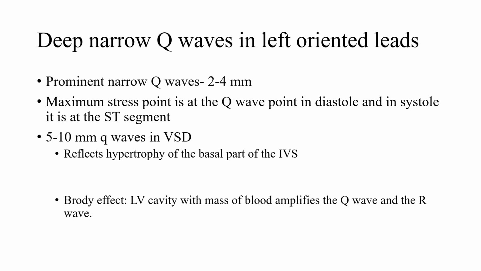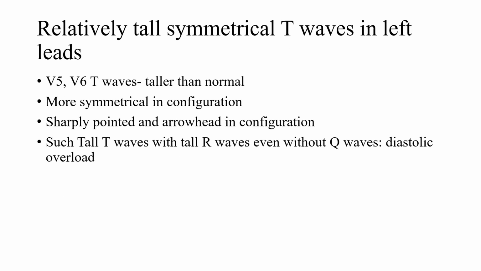2 to 4 mm prominent narrow Q waves are seen because in diastolic overload, the maximum stress point is at the Q wave point, while in systole it is at the ST segment. So 5 to 10 mm Q waves are seen, and it reflects hypertrophy of the basal part of the interventricular septum because of the overload condition. And the Brody effect is when the LV cavity with the mass of blood amplifies the Q wave and the R wave. That is known as the Brody effect, which is seen in diastolic overload on ECG.